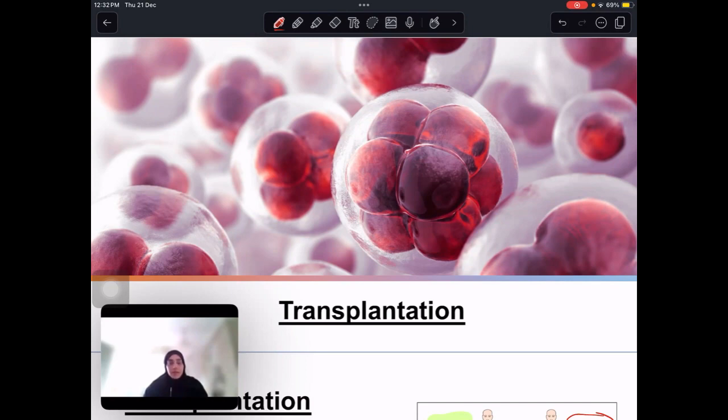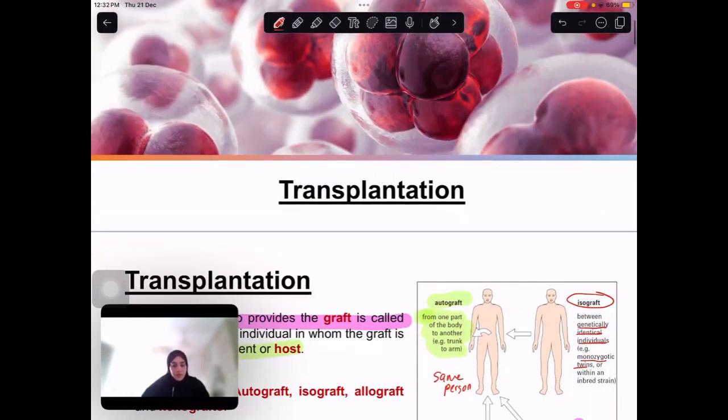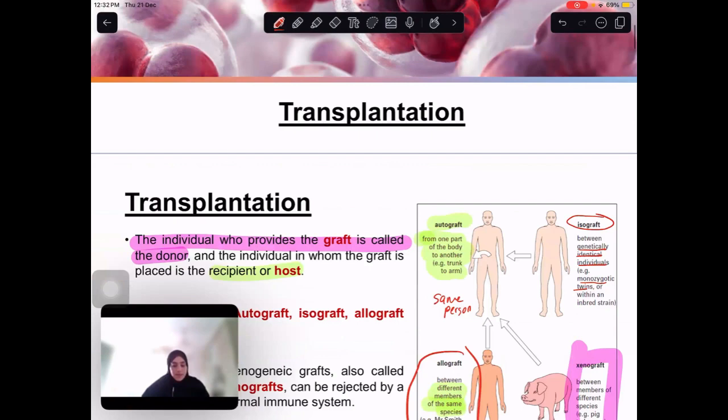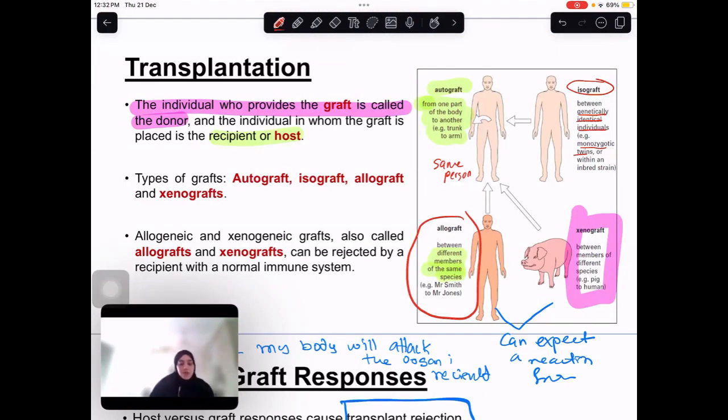Today I'll be discussing the chapter Transplantation, which is going to be the second part of the first video, hypersensitivity and transplantation. Okay, so let's dive deep into it. First, before we start, we need to understand a few terms.